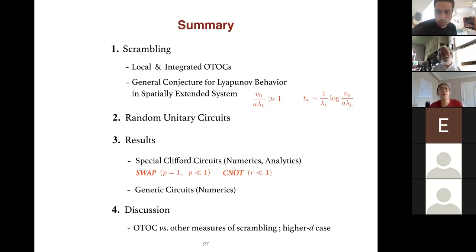Sorry, but I don't understand why it's related to the... Oh, I see. In general, you're going to have one of these Lieb-Robinson bounds and they will give you some light cone, right? Right, I see. But are you sure it's related?